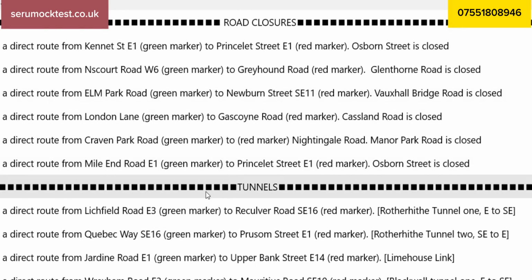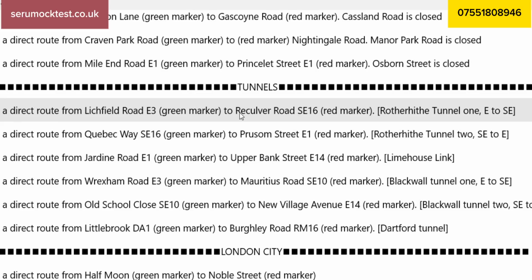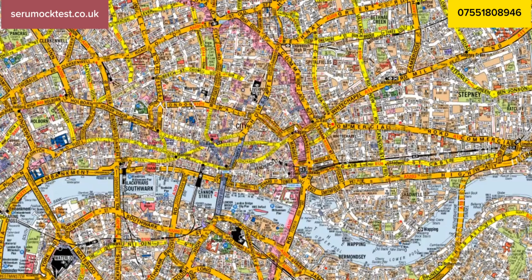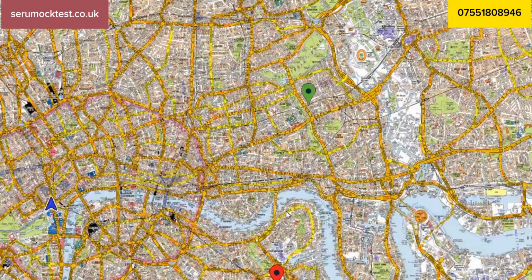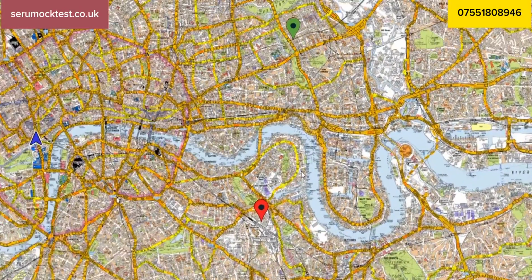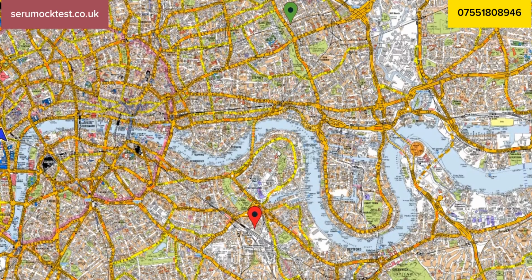So first one, I am going to look at the Rotherhithe Tunnel from E to SE. That means from east of London to southeast of London, that you can see on the map. I'm not going to do this for all of the routes, but whenever you have a route planning, it's always a good idea to draw a line between 2 points, green marker and red marker, your starting point and your end point, to know exactly where you are going. As I said, our main purpose today is to explain the route to you, and the mistakes. So let us move on.